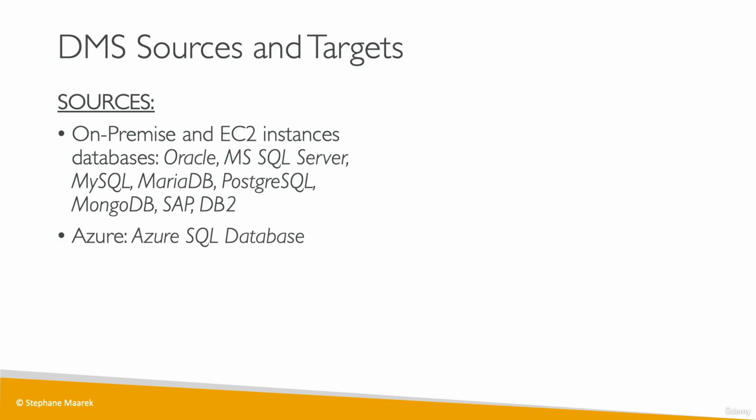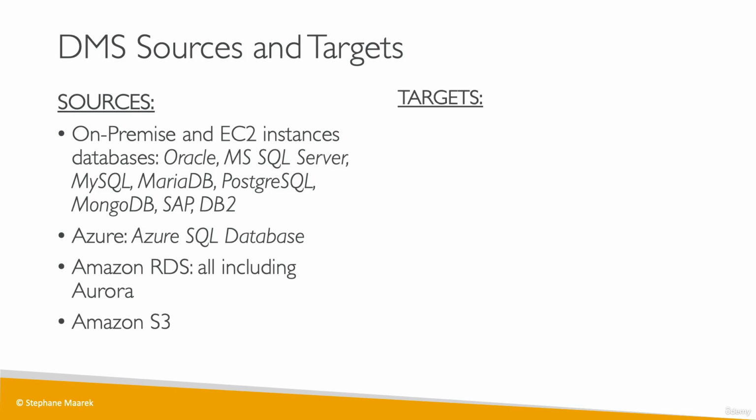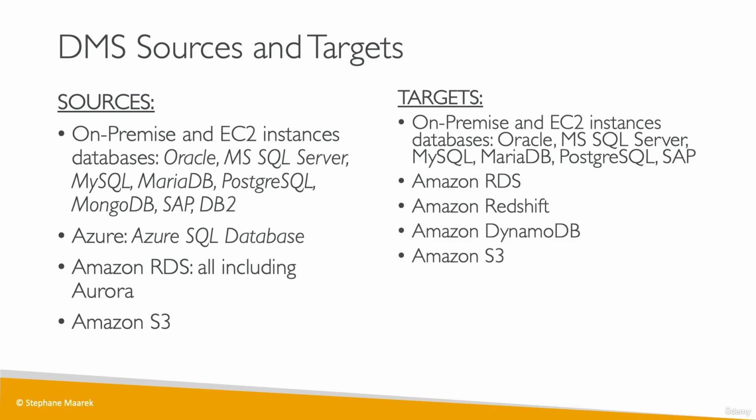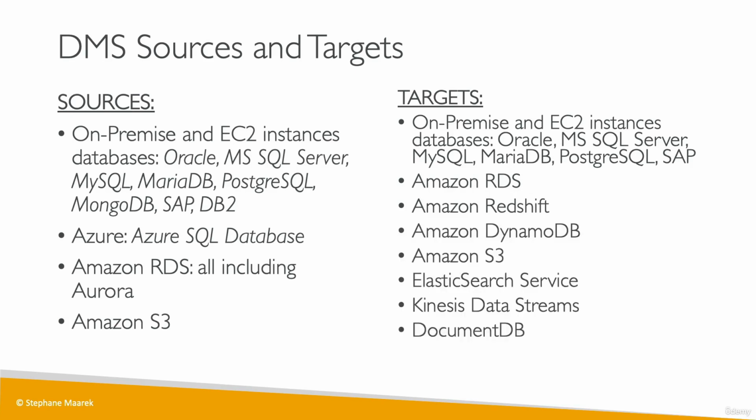Azure, which is going to be for Azure SQL databases, RDS, which is all the databases including Aurora, and Amazon S3. And the targets are going to be on-premise and EC2 instances such as Oracle, Microsoft SQL Server, MySQL, MariaDB, Postgres, and SAP. Amazon RDS, Redshift, DynamoDB, S3, Elasticsearch Service, Kinesis, and DocumentDB. So as I said, you don't need to remember everything, but the idea is that you can transform a source which is on-premise to a target which is usually AWS, and these targets are all the common databases on AWS.